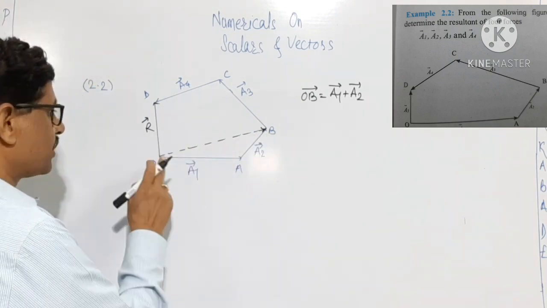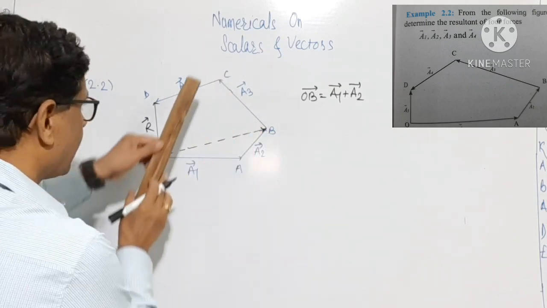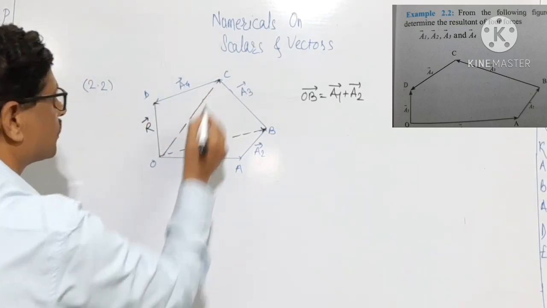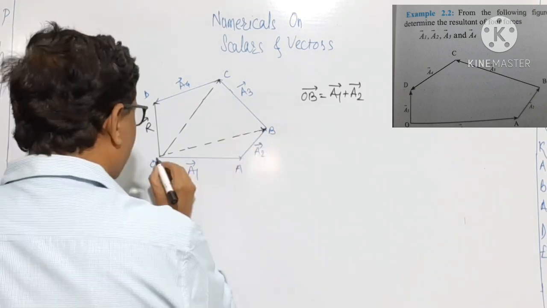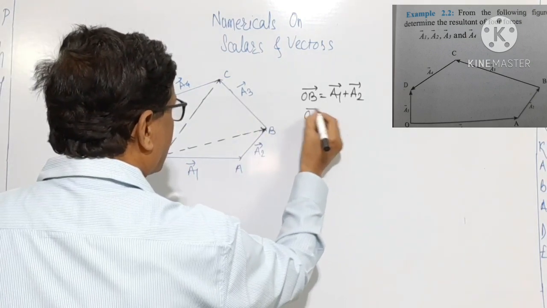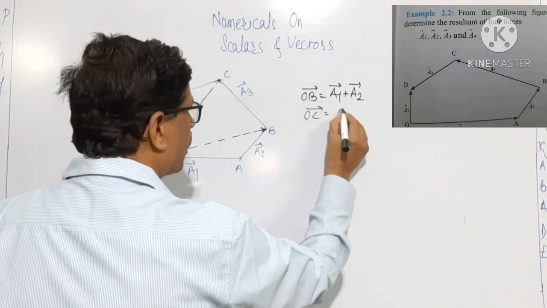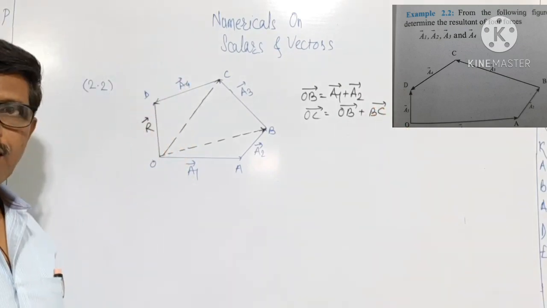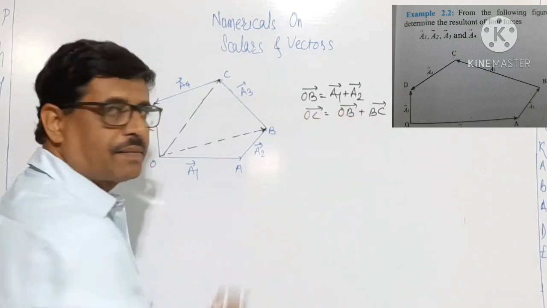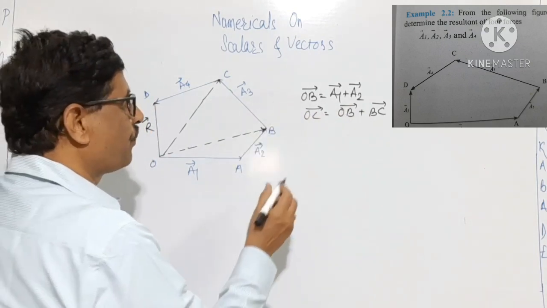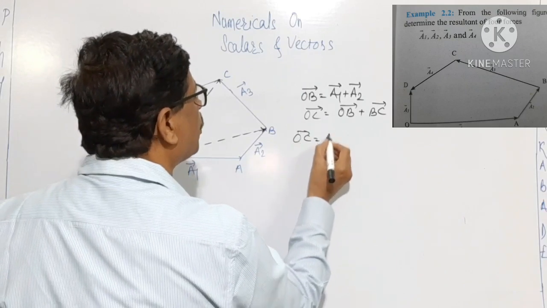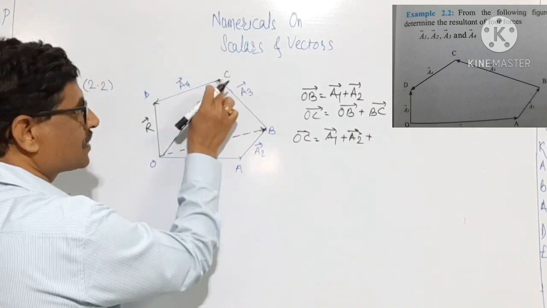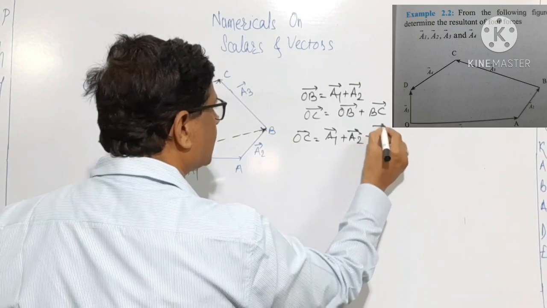Next what we will do, we will consider triangle OBC. In triangle OBC I will draw the remaining side as OC. This is OC. Now, in triangle OBC, side OC is equal to vector OB plus vector BC. But actually this OB is equal to vector A1 plus vector A2, and BC is equal to vector A3.